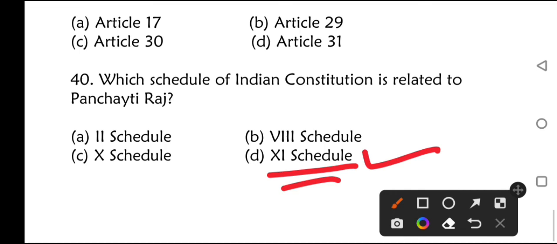Okay. So these were 40 questions from Polity. We have also covered MCQs from Geography of India and also current affairs.